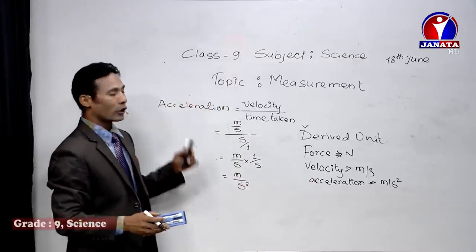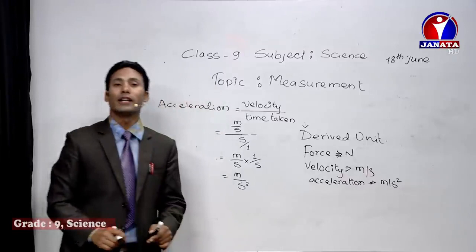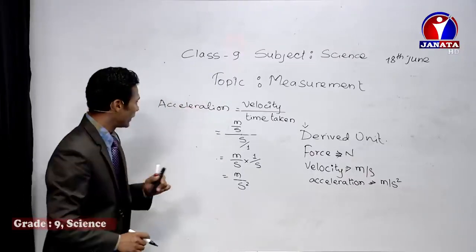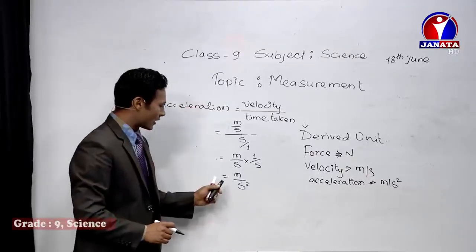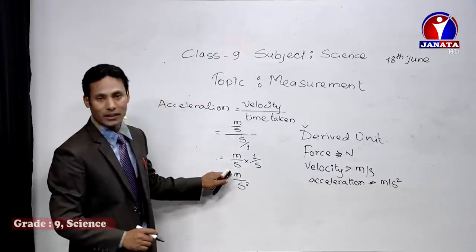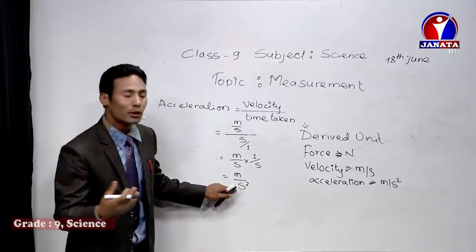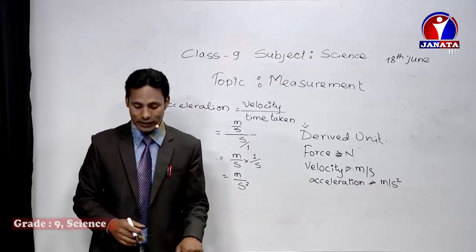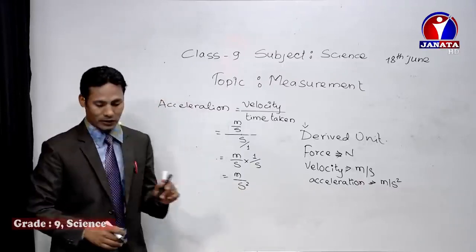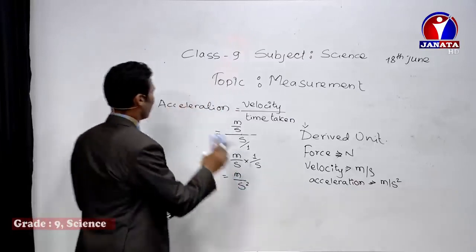So this is the unit for acceleration, and our question is why this unit is called a derived unit. Let me explain. The unit of this acceleration, that is meter per second square, can be explained in terms of meter, the unit of length, and second, the unit of time. So the unit of acceleration is called a derived unit. Clear? Now the next one, let's see power.